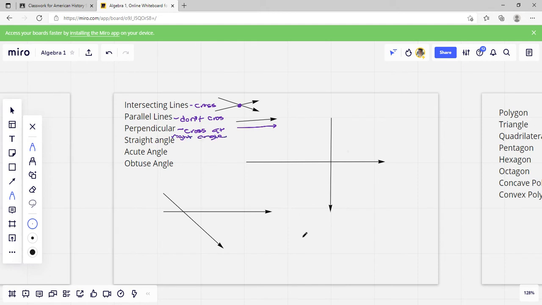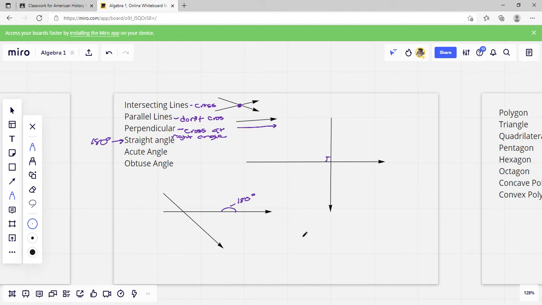And what that means is that it makes a square corner. So these lines are perpendicular. They have square corners. A straight line, or a straight angle. Okay, so angles. Angles are where the lines cross and we get this area right here between. It's the measure from one line to the other line. Okay, and this is measured in degrees. A straight angle would be an angle on a straight line. So like from here to here. That would be a straight angle, and it's going to be 180 degrees. So straight angle is 180.